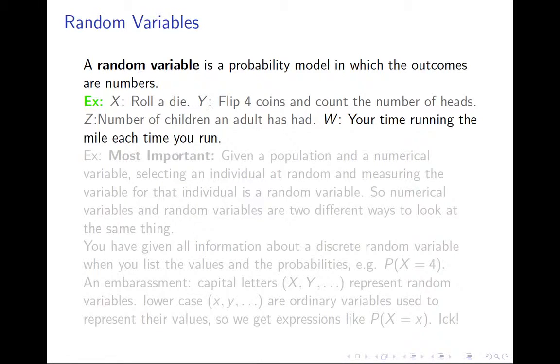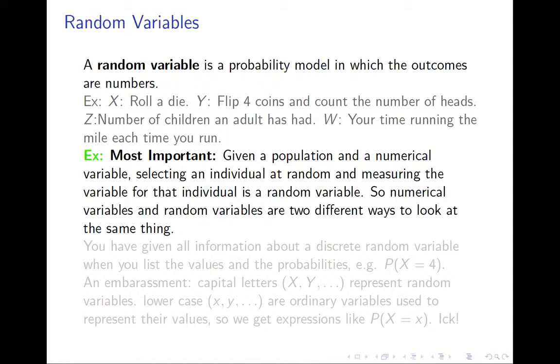The first three, X, Y, and Z, are discrete. The possible values are integers, nothing in between, but the last one is continuous. Any positive real number, at least, is potentially a time for your run. We will see that that discrete versus continuous distinction, which didn't really matter in anything we did with numerical variables, will become very important, especially from a theoretical point of view, from our way of describing random variables.